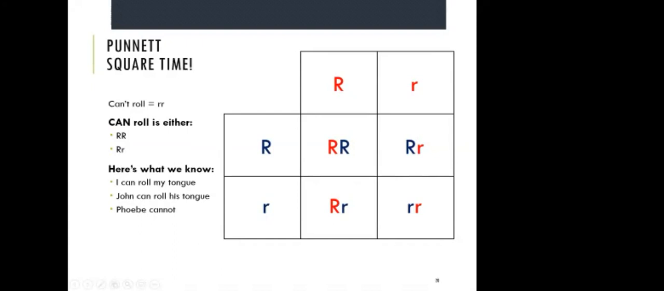So we can kind of reverse engineer this to figure out what my genotype and what John's genotype is. So if I've got at least 1 big R, John's got at least 1 big R, and Phoebe has 2 little r's, we know for a fact that my genotype is going to be heterozygous and John's genotype is going to be heterozygous. Otherwise, there's no possible way that Phoebe is going to inherit 2 little r, 2 recessive alleles.